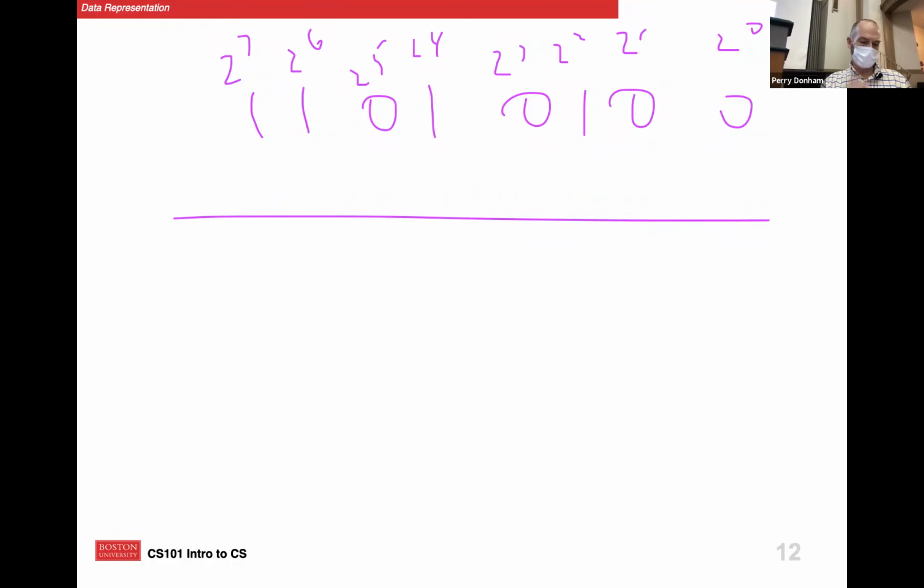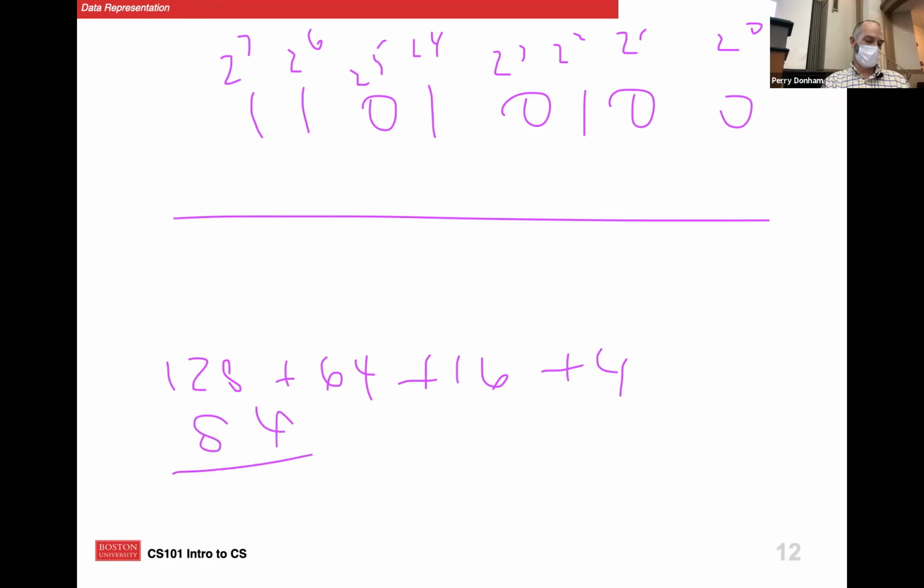What's 2 to the 7th? Let's do it this way, I guess. 2 to the 8th is 256, right? So 2 to the 7th is 128, plus 2 to the 6th is 64, plus no 32s. 2 to the 4th is 16. 2 cubed is 8. 2 squared is 4. And that's it. So it's 128 plus 64 plus 16 plus 8 plus 4, it's 212.